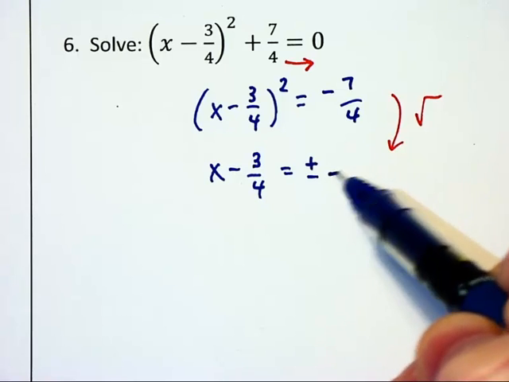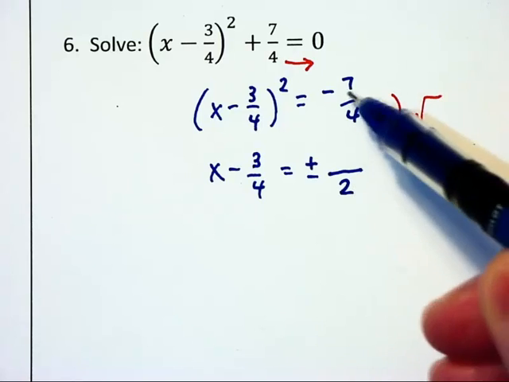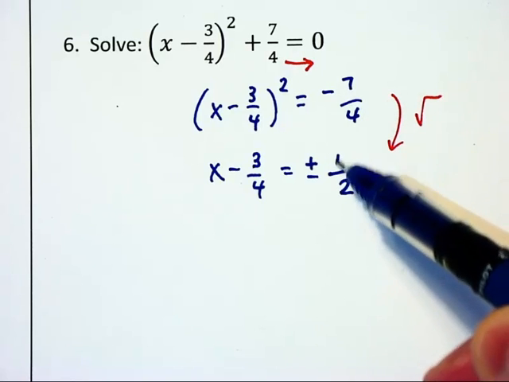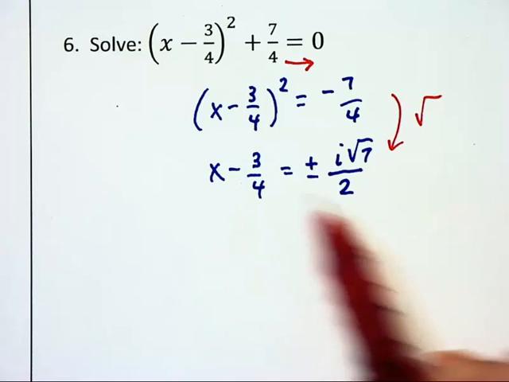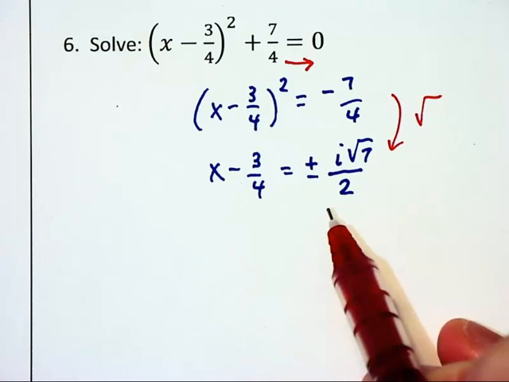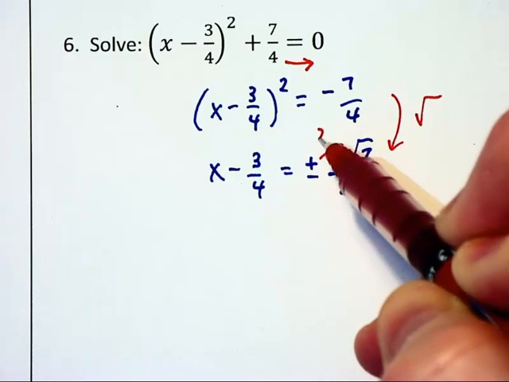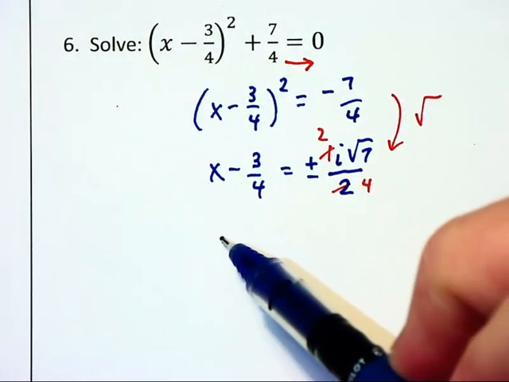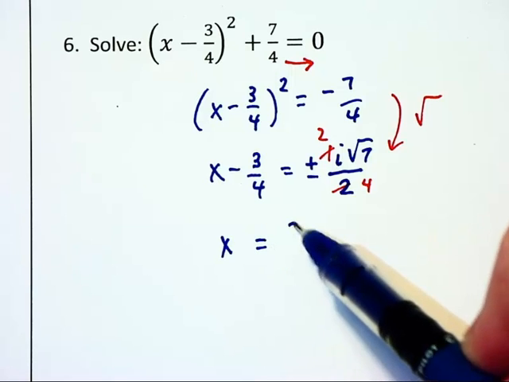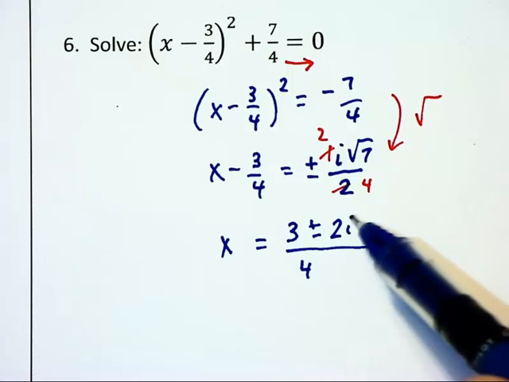The square root of 4 is a 2 down in the denominator. And now we've got to square root that negative 7, which gives us i root 7. Now what we need to do is add 3/4 to both sides. Well, I would sure wish I had a common denominator here, so I'm going to rewrite this 1/2 as 2/4 so that I can have a common denominator. This would give me x is equal to 3/4, then plus or minus 2i root 7.